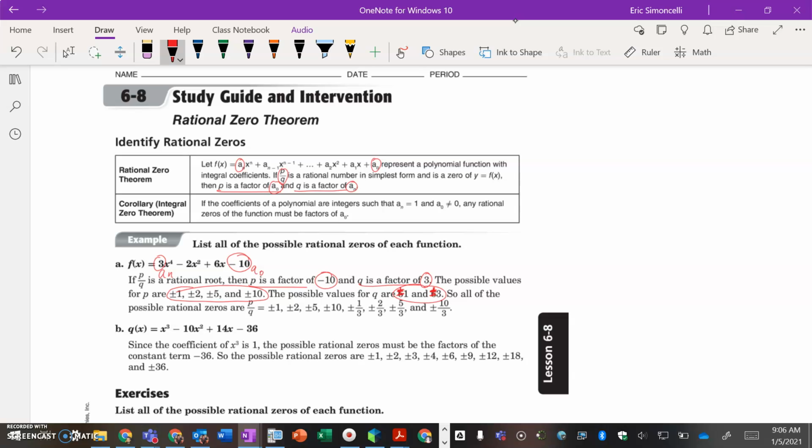So all of the possible rationals will now be written as p over q. Simply divide plus or minus 1, plus or minus 2, plus or minus 5, plus or minus 10 over plus or minus 1 and plus or minus 3. If you do that, you'll have 2, 4, 6, 8, 10, 12, 14, 16 possible rational zeros.